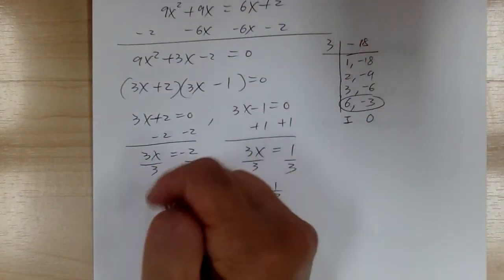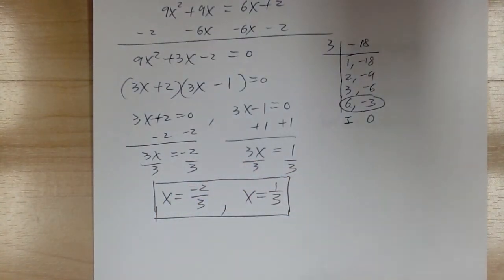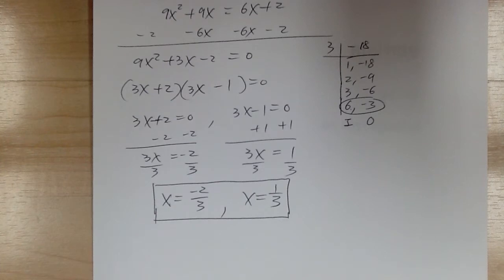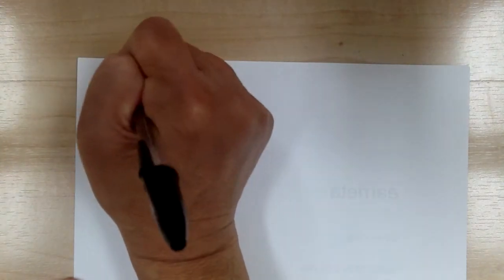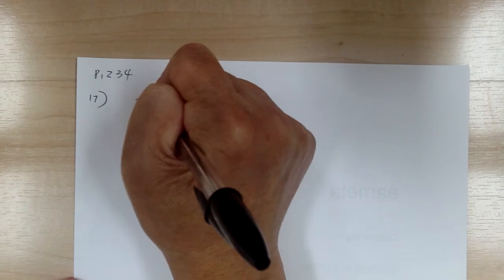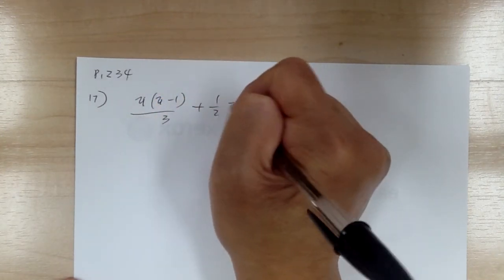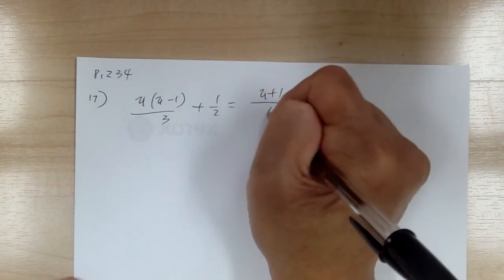Again, when you do it step by step, it goes very fast, because you don't have to stop and think about it. Okay, let's go to 17. Here you have u times u minus 1 over 3 plus 1/2 is equal to u plus 1 over 4.